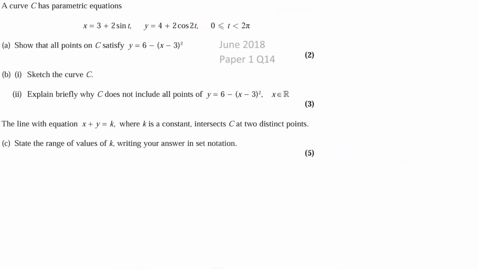Okay, so here's another exam question where we're told that a curve C has parametric equations x is equal to 3 plus 2 sin t and y is equal to 4 plus 2 cos of 2t. We're also given this domain here. t has to be between 0 and 2 pi. And for part A, we need to show that all the points on C satisfy this equation here, so we essentially need to convert it to this Cartesian.